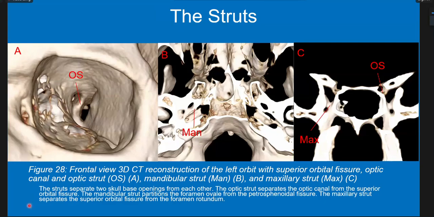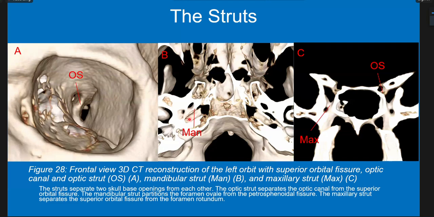We talked about this earlier. We have the struts. The strut is by definition a piece of bone that separates two skull base openings from each other. So the optic strut separates the optic canal from the superior orbital fissure. Here's your optic strut. Again, this is a frontal perspective. It's an endocranial view.